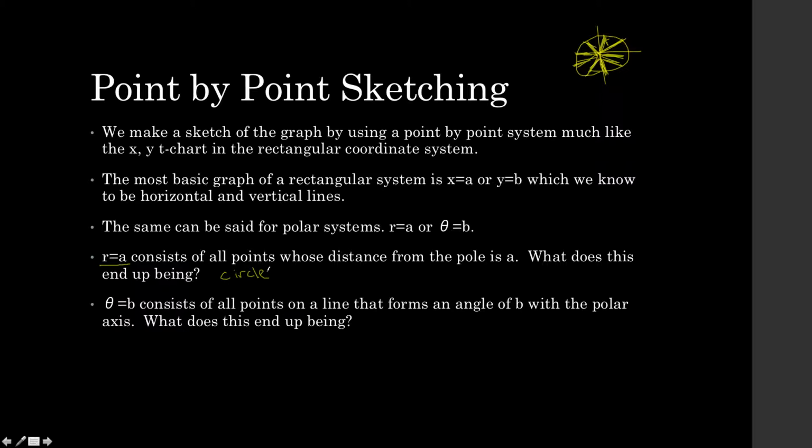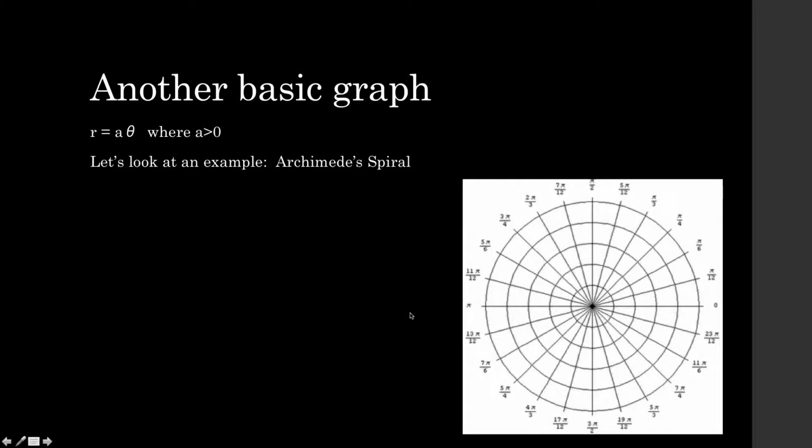Okay, a circle graph. Now on the other hand, theta equals b. If your theta, let's say, is pi over 4, this would give you a theta of pi over 4, but so would this. Remember, the difference in these two is here r is positive, here r is negative, but that's still pi over 4. So theta equals b is a straight line, a slanted straight line.